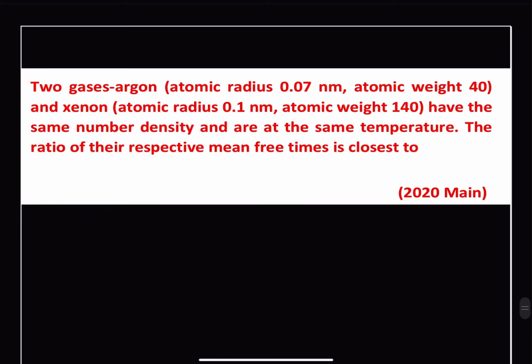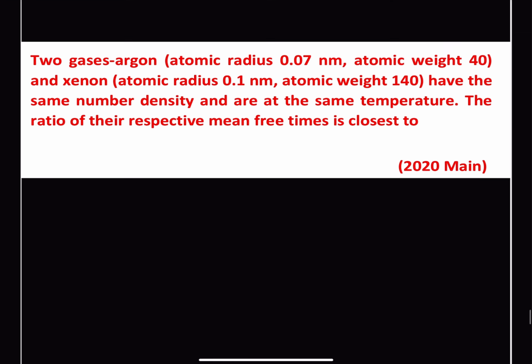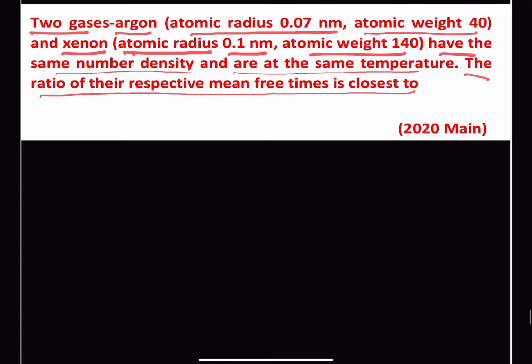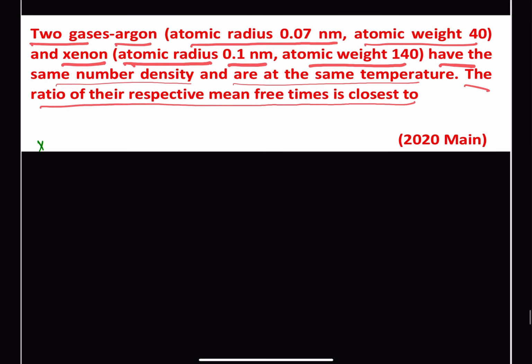It states that two gases, argon with atomic radius 0.07 nanometer and atomic weight 40, and xenon with atomic radius 0.1 nanometer and atomic weight 140, have the same number density and are at the same temperature. The ratio of their respective mean free time is closer to. So here we are supposed to find the mean free time, which is represented as tau.